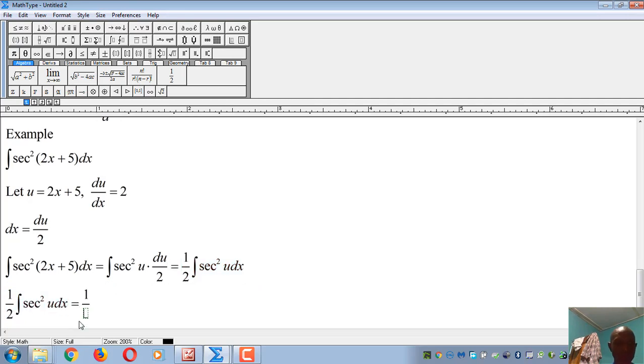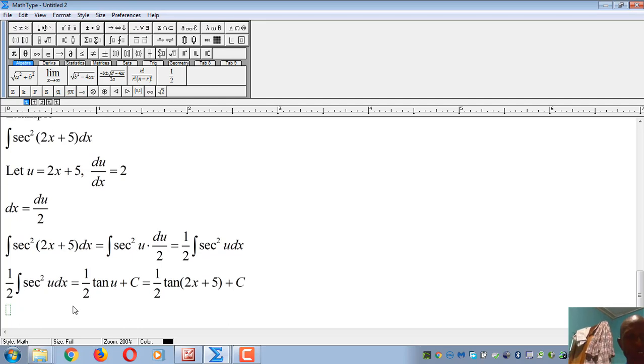So this gives us 1 over 2. Now if you take the integral of sec squared u, it will give you tan u plus c. So we have 1 over 2 times tan(2x plus 5) plus c. So that's what we have for that.